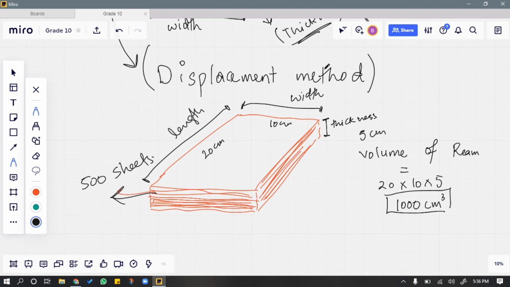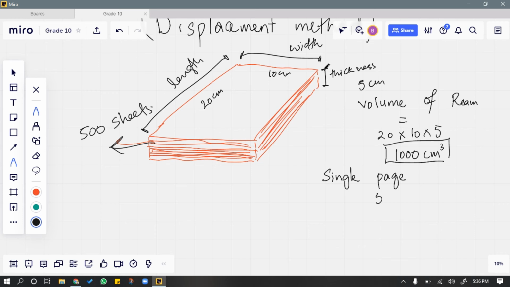But we are not concerned about the volume of a ream. We are concerned about the volume of one single page. So for a single page, you have to follow these steps: 5 centimeters divided by the number of sheets present in a ream. When you divide these, you'll get 1 by 100, which says 0.01 centimeter, sorry, it gives you 0.01 centimeter. That is the height of a single page, one page thickness.